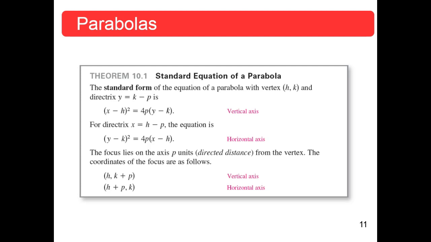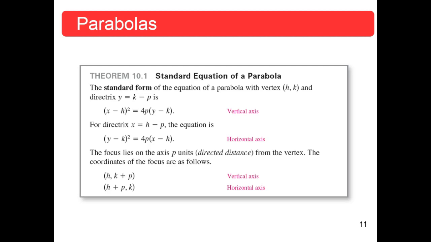The vertex, k minus p. Also, focus is up there at plus p, so k minus p will be where the directrix is. Y is equal to that. So x minus h squared is equal to 4p times y minus k. I'll let you play around with that and see why that comes out to be true, but it is.